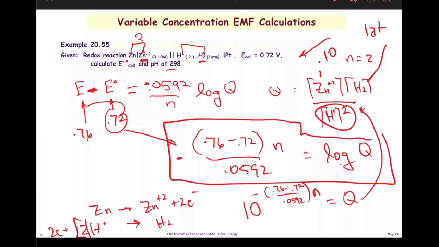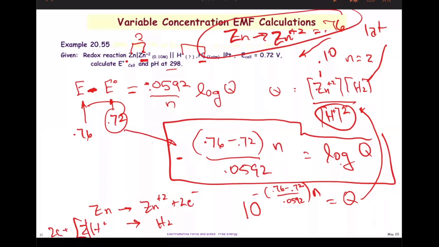Where did 0.76 come from? You guys should know that by now. We've done this so many times. Zinc to zinc plus 2, that's 0.76. We did that a lot of times, in practically all the examples. The reduction potential of zinc plus 2 to zinc is minus 0.76. When we do the oxidation, it's positive 0.76. That's why I just pulled it out. The 0.72 is what we measured.